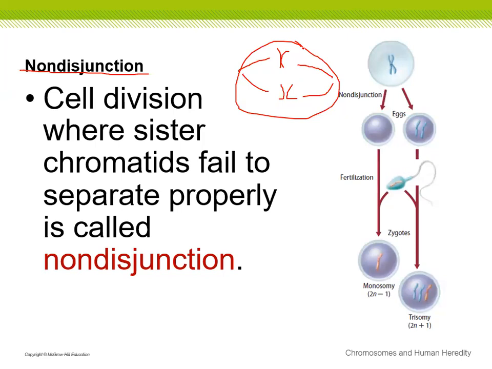But sometimes they're stuck too much together, and both of these will go over here, and I will end up with something like this. I have 1 monosomy, and I have 3 trisomies. So this entire process here is called non-disjunction.